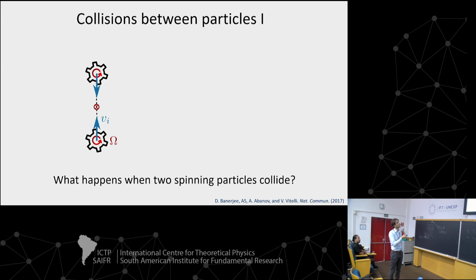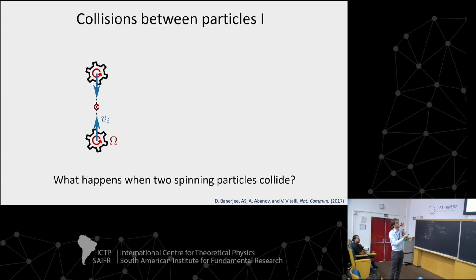But what happens when 2 rotating particles collide, right? And the special thing about this picture is that they're both rotating with the same angular velocity in the same direction, right? The fact that this is a characteristic collision will only happen in an active fluid. So these particles are going towards each other, right?